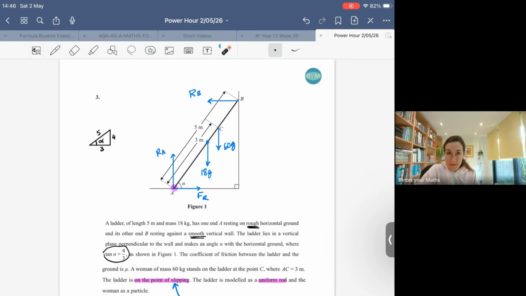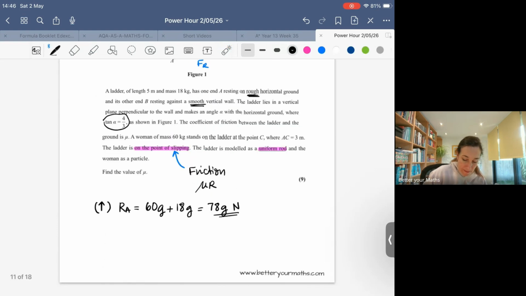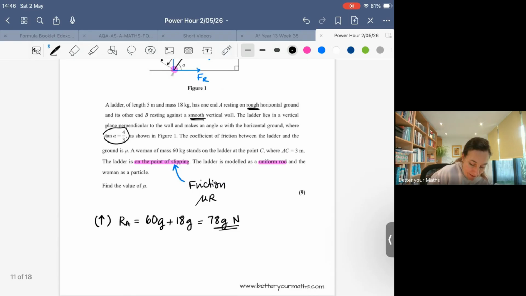When you take moments, please say where you are taking moments about. I always tell you, say the point, because for someone marking, if you don't say the point, sometimes it's very confusing. If you make a mistake with the distances or something, we don't know what you are taking moments about, honestly. So just say moments about A is 0, and it's going to make the person marking's life easier.